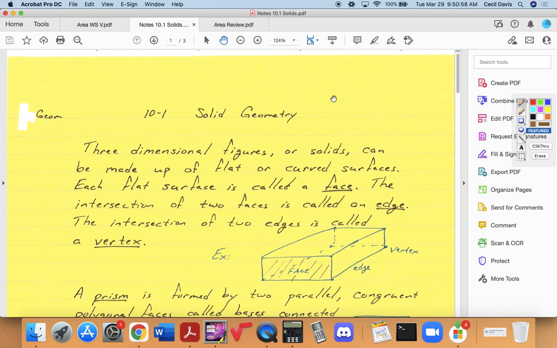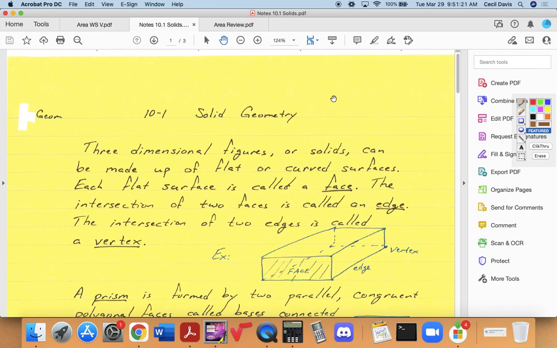So we're going to start a unit on solid geometry, which is basically three-dimensional geometry. Everything we've done so far has been flat. It's been two-dimensional. For this unit, it'll be three-dimensional. And the surfaces of those can be either flat or they can be curved, either one.